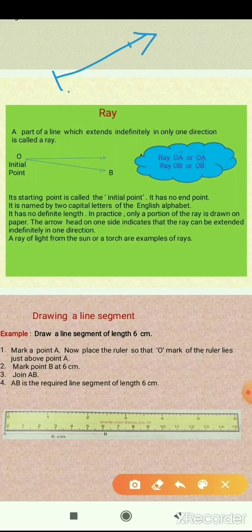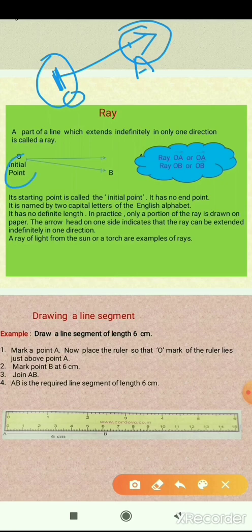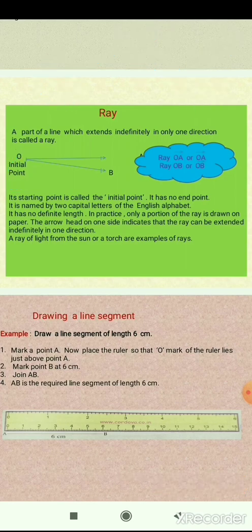See, students, this is a figure of a ray. It has an initial point, meaning starting point, but it has no end point. What does the arrowhead indicate? It can be extended indefinitely, but a ray can be extended indefinitely only in one direction, and it has a starting point. We call it the initial point. And how to read it? Here we can read it as ray OA, or we can denote it using the symbol of ray.